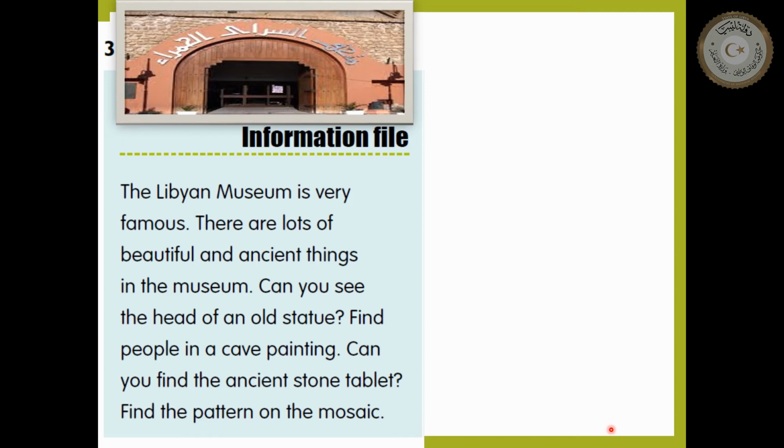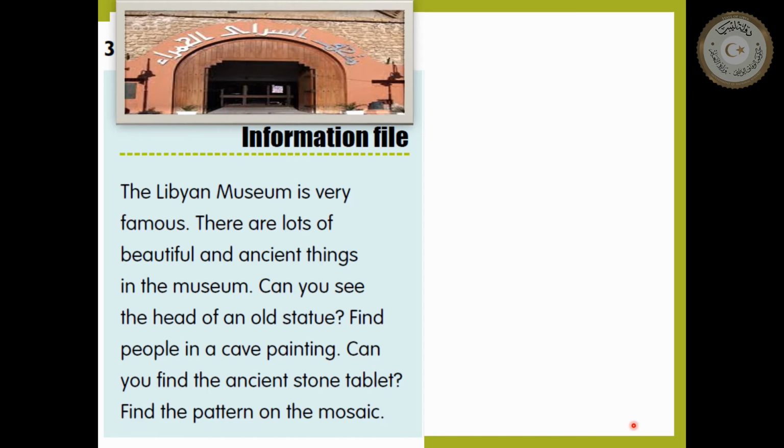So this is the Libyan Museum. This museum is in Libya. It is in Tripoli. The Libyan Museum is very famous. A lot of people know about our museum. If you go to this museum, what can you see? There are lots of beautiful and ancient things in the museum. You can find beautiful and very old things in the museum.